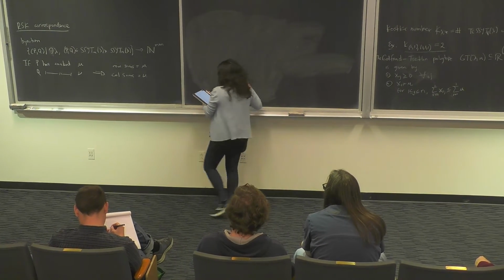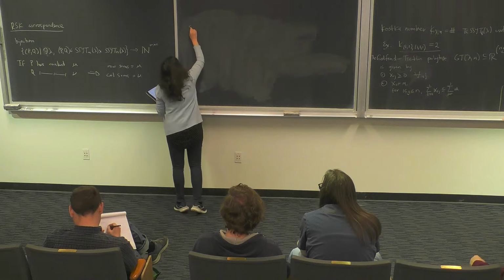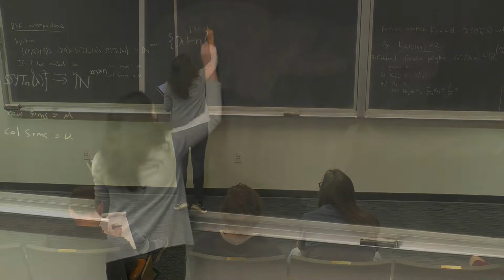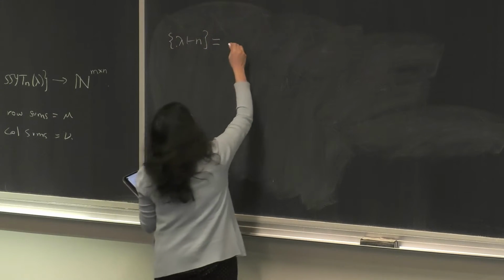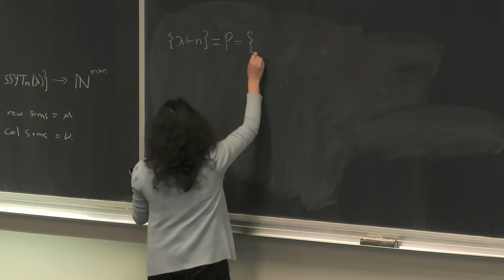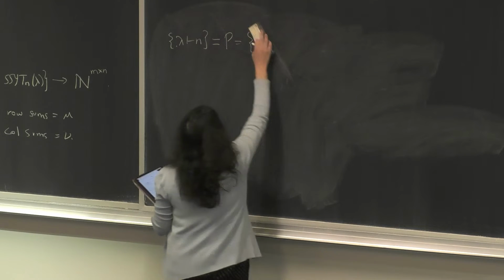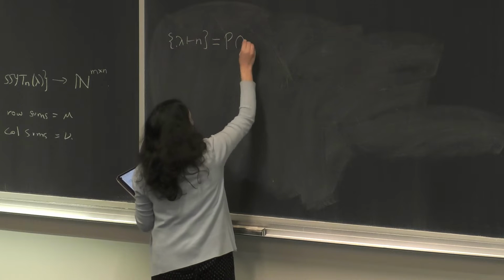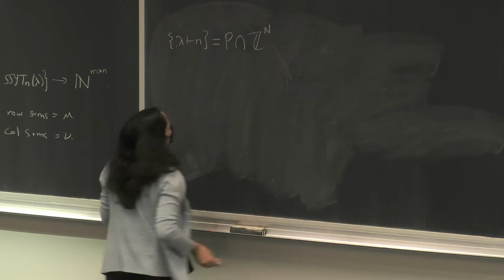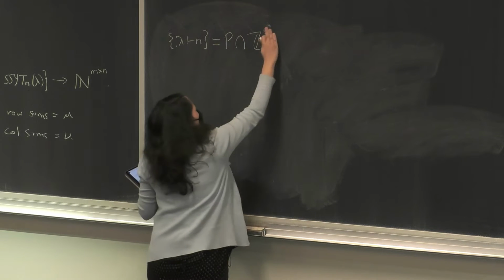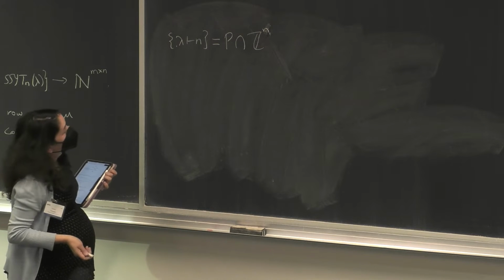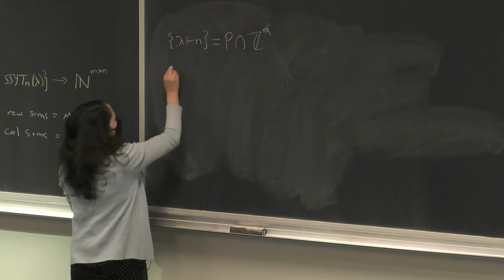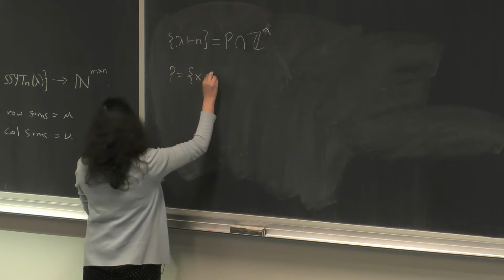is as follows. The set of partitions of n, I'm going to call it P, is the set of lattice points, and that one I can call little n, that's okay, in a polytope, where this is a very simple polytope. It's a simplex.